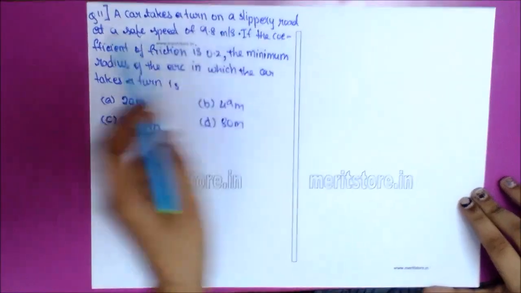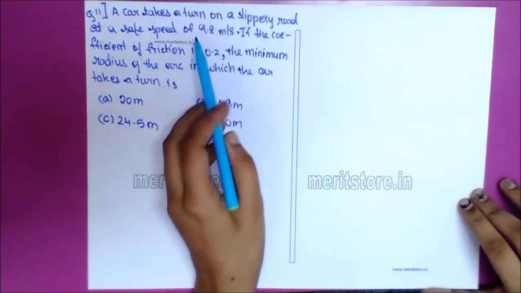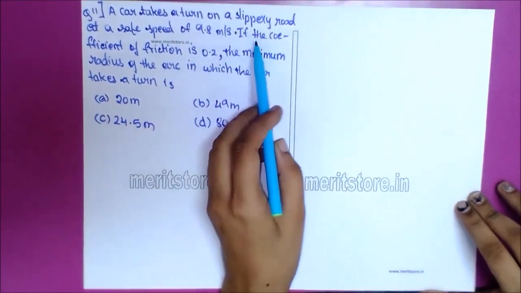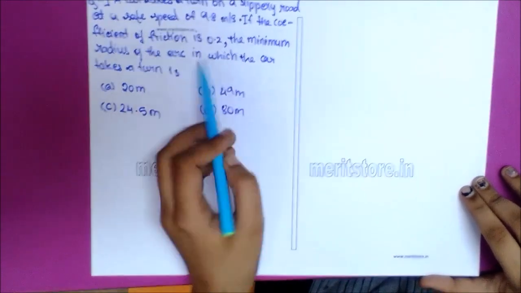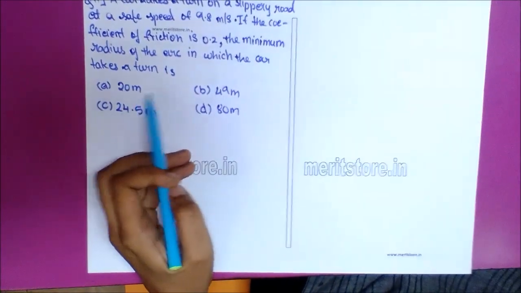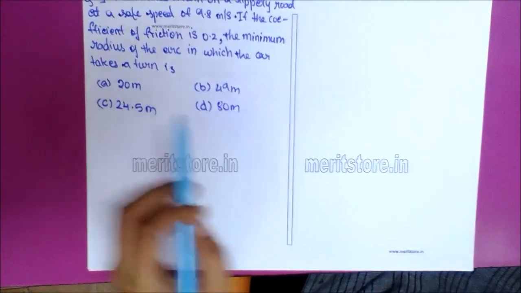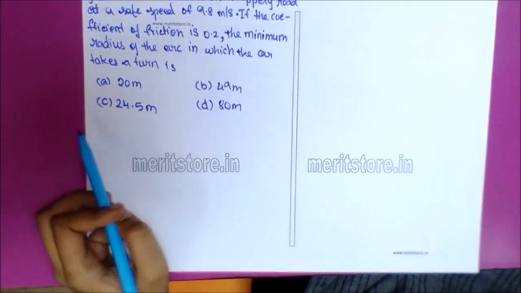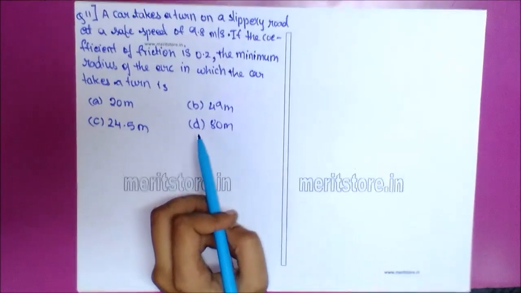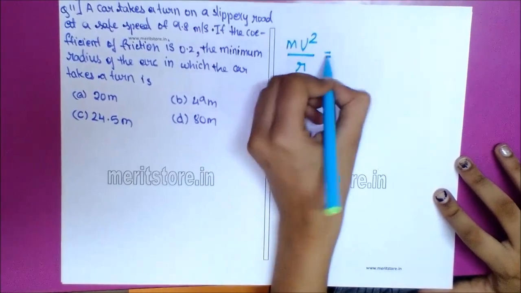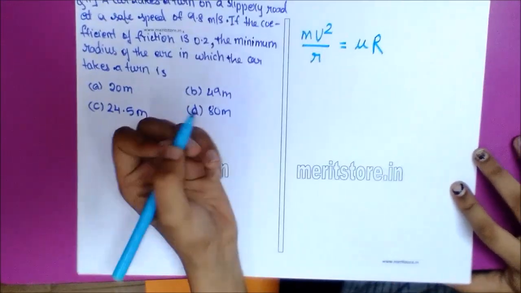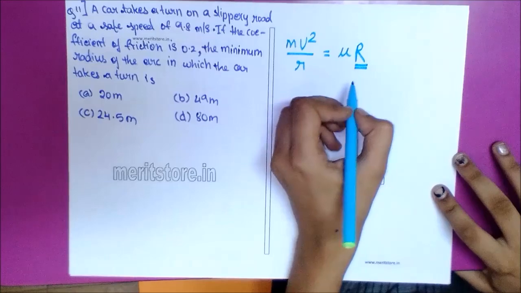A car takes a turn on a slippery road at a safe speed of 9.8 meters per second. If the coefficient of friction is 0.2, the minimum radius of the arc in which the car will take the turn is: A) 20 meter, B) 49 meter, C) 24.5 meter, D) 80 meters. So over here we will use the formula mv squared by r is equal to mu R, but over here we know R is mg.